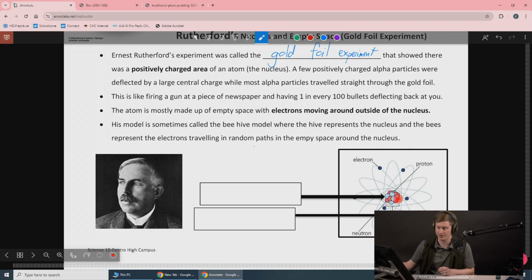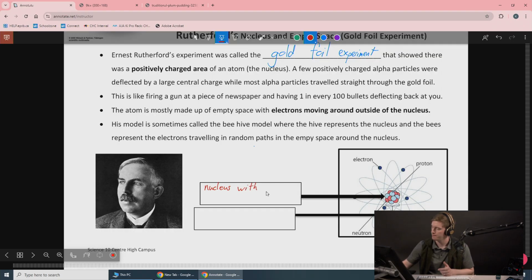What you have here, we have this nucleus which has protons and neutrons in it, most of the mass. It's not just positively charged, it also has most of the mass, and we already know from Thompson's model that the electrons are much less massive. So we're going to say this is our nucleus with protons and neutrons. And then orbiting the nucleus, we have electrons. Orbiting the nucleus.